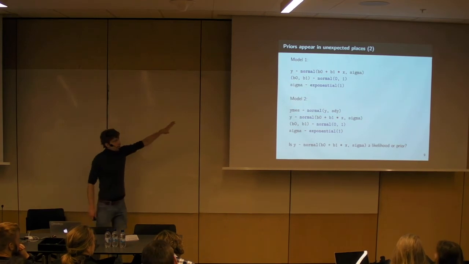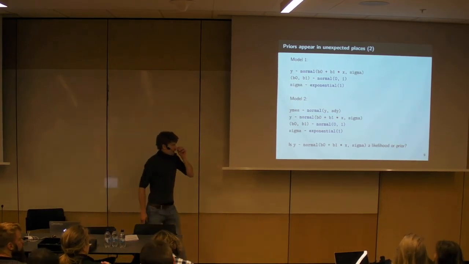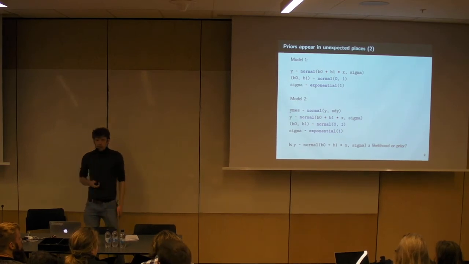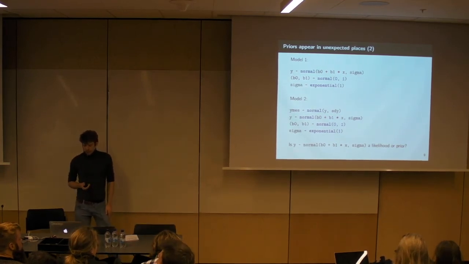So in the first model, the first line was a likelihood, and the second model, the second line, was actually a prior, depending on whether we measured or we used measurement error or not.